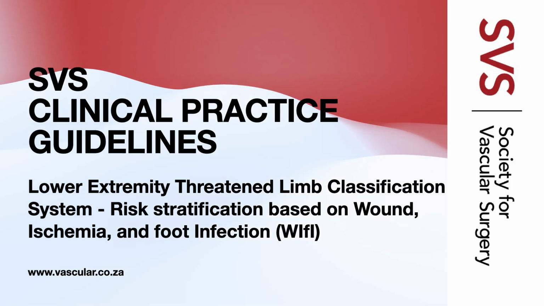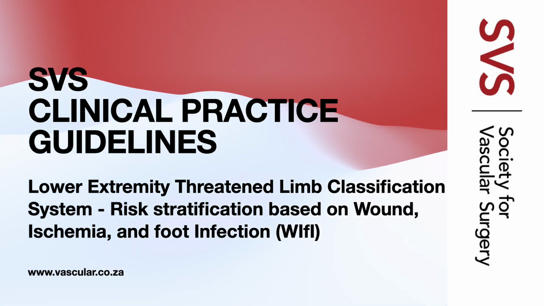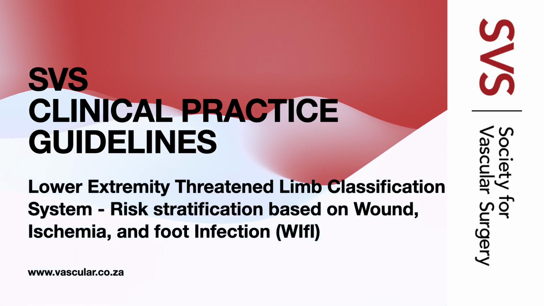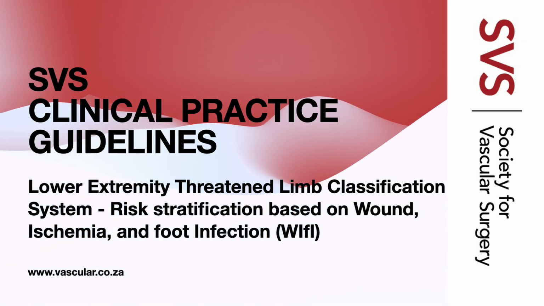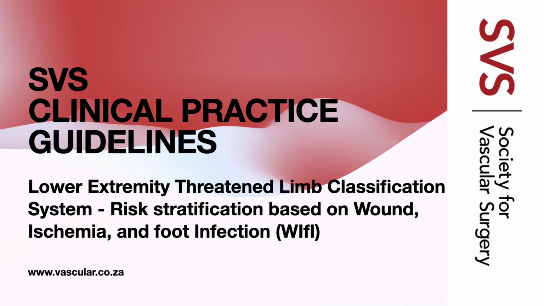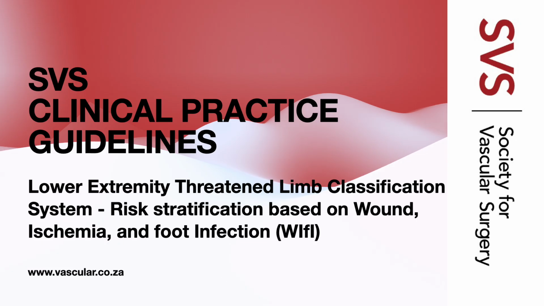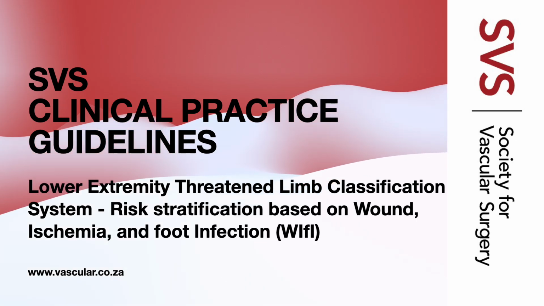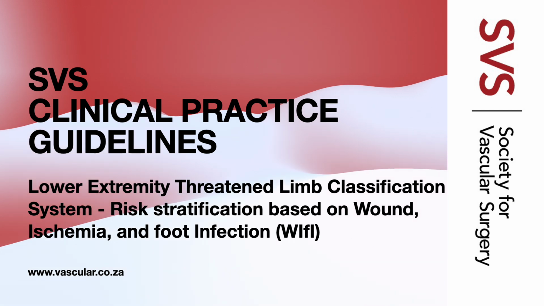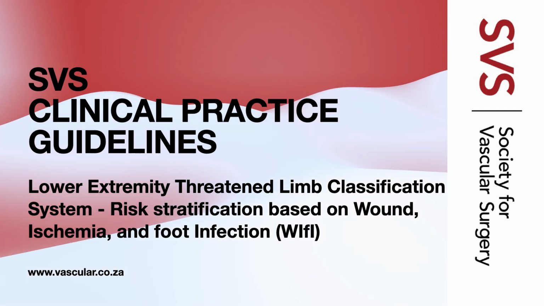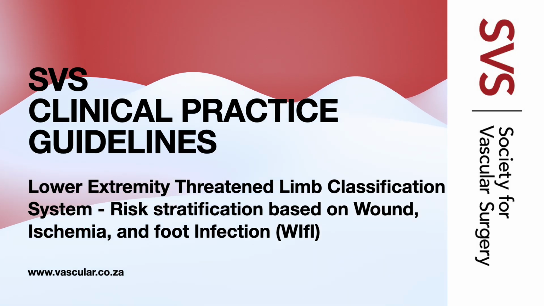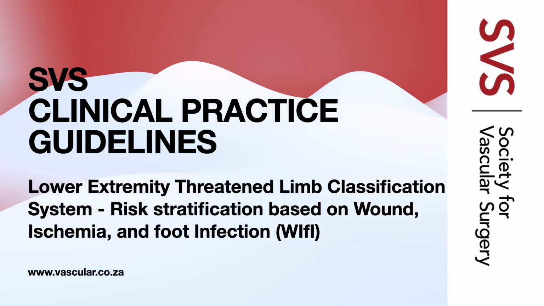If you look back at systems like Rutherford or Fontaine, sure, they had categories for rest pain, ulcer, gangrene, but they lacked the necessary granularity for wound extent. How bad is the wound, really? And they completely omitted infection as a graded trigger. Just wasn't there. Similarly, many diabetic foot ulcer classifications, like the University of Texas or Wagner systems, they might have graded wounds, but they only offered a binary yes or no for ischemia, or they completely overlooked infection severity altogether. Even the Infectious Diseases Society of America system, which is excellent for infection, didn't address wound type or perfusion status.